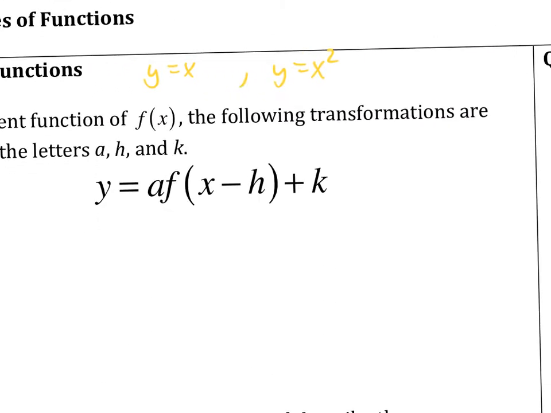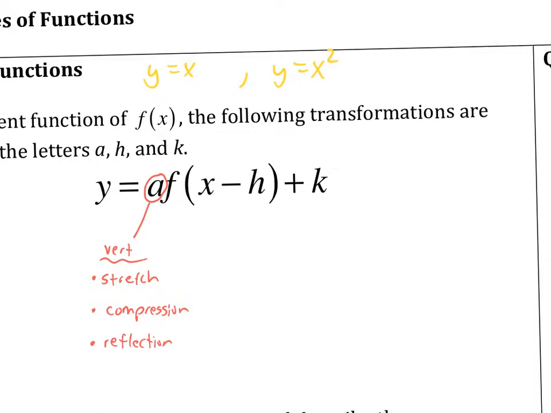So let's see what each one of these does. The a here in the front does multiple things. Number one, it is always vertical. It's either a stretch or a compression. At the same time, it could also be a reflection, a flip. So outside is dealing with vertical, outside the function, not inside the parentheses, outside the function.